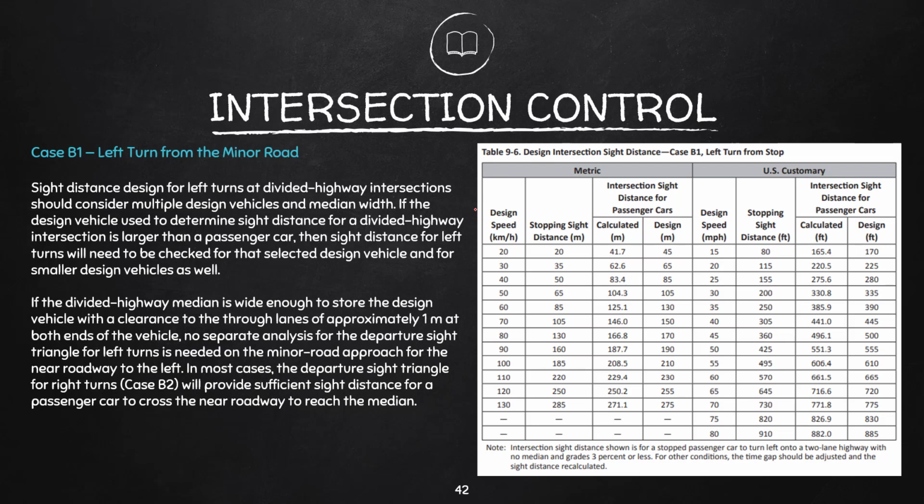If the divided highway median is wide enough to store the design vehicle with a clearance to the through lanes of approximately 1 meter at both ends of the vehicle, no separate analysis for the departure site triangle for left turns is needed on the minor road approach for the near roadway to the left. In most cases, the departure site triangle for right turns, case B2, will provide sufficient sight distance for a passenger car to cross the near roadway to reach the median. Possible exceptions are addressed in discussion of case B3.